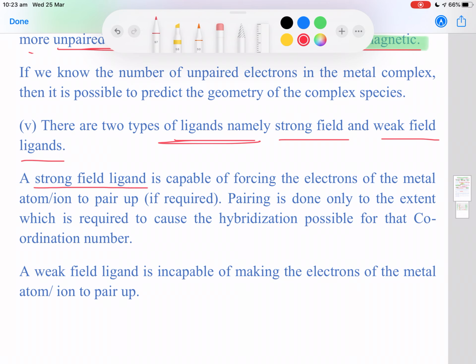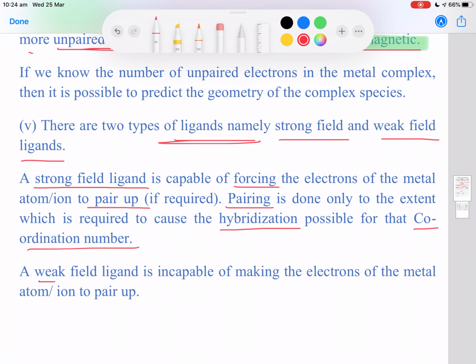Strong field ligands are all those ligands which help in the process of pairing up. They force the electrons to pair up. Remember this. And once the electrons are paired, what the hybridization would be depends on the coordination number, that is, how many ligands are interacting, whether 4, 5 or 6.